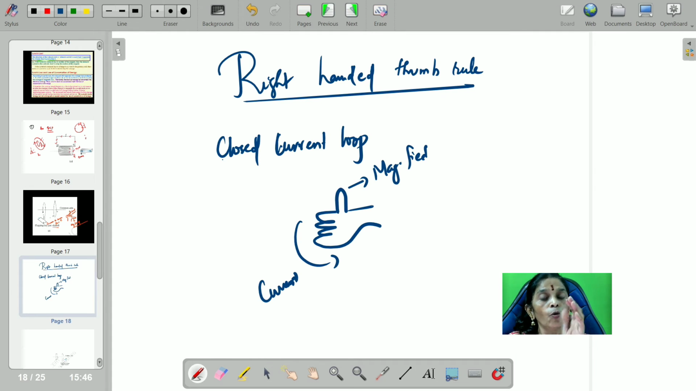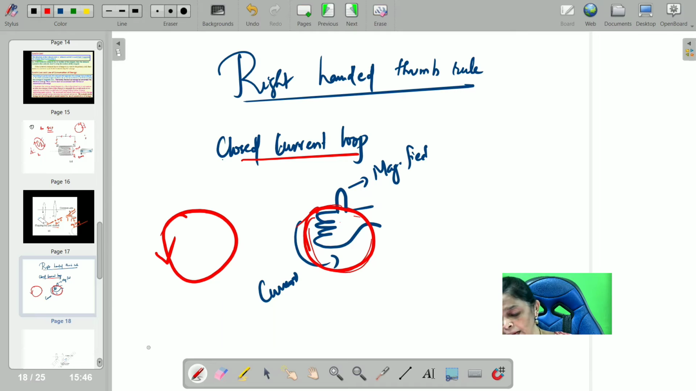Same thing. For a closed current loop, I have taken a current loop like that. Thumb is the magnetic field, and fingers represent the current. That is for the closed current loop. If I say current is in the anti-clockwise direction, then my thumb represents what? The magnetic field. Do you understand?